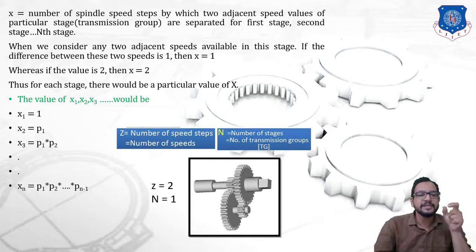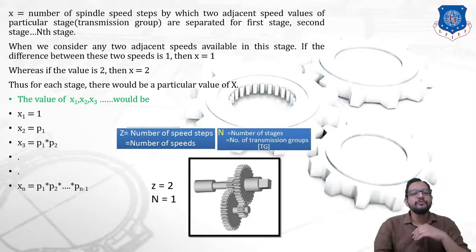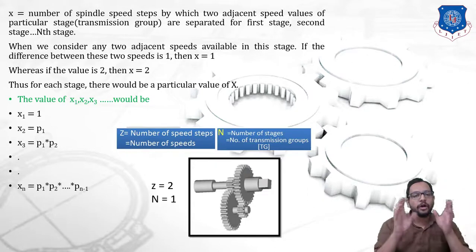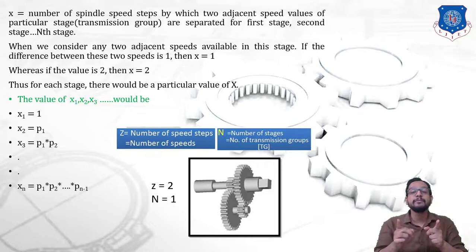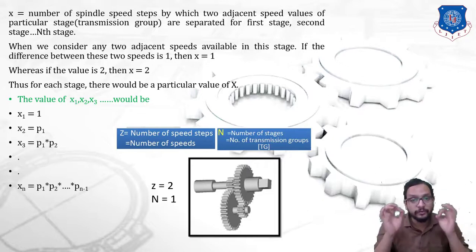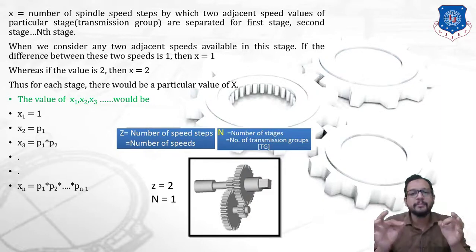Thus for each stage there would be a particular value of x. So the values x1, x2, x3 would be, always remember that for the first stage x will always be equal to 1. x1 will be equal to 1. Remember, this is fixed. In every structural formula you form, we need to remember that we are going to take x1 equal to 1. Okay guys, now next, what would be x2?